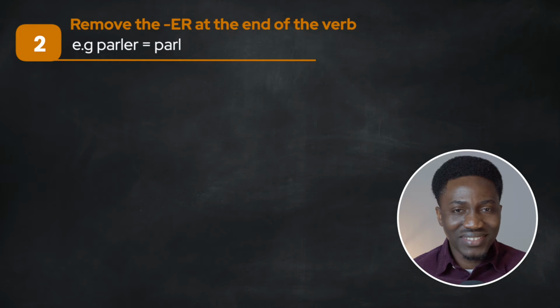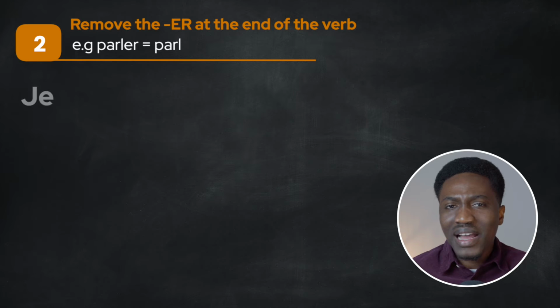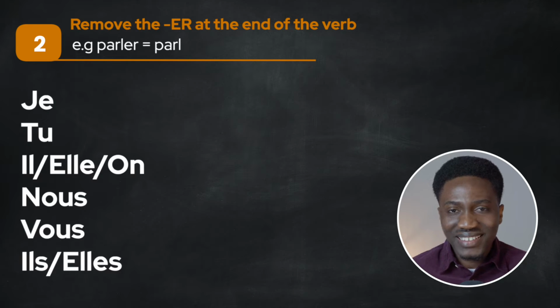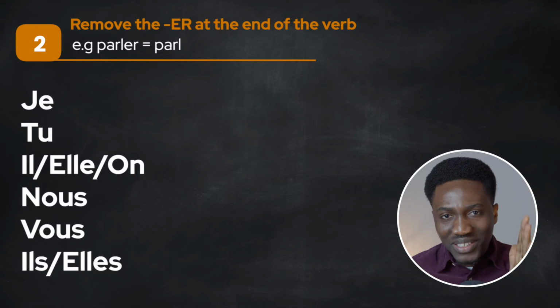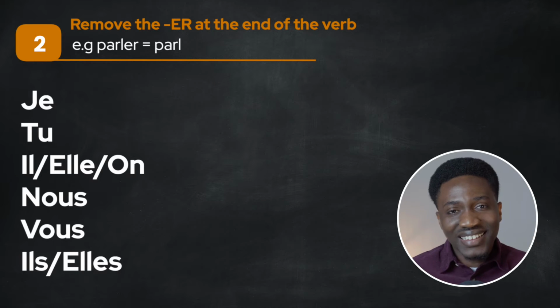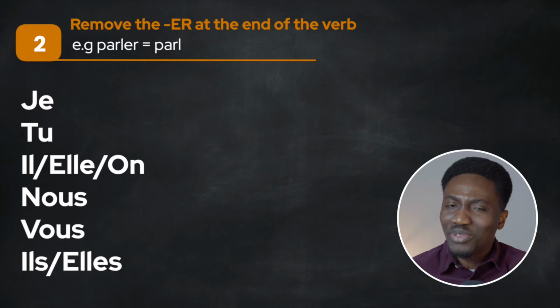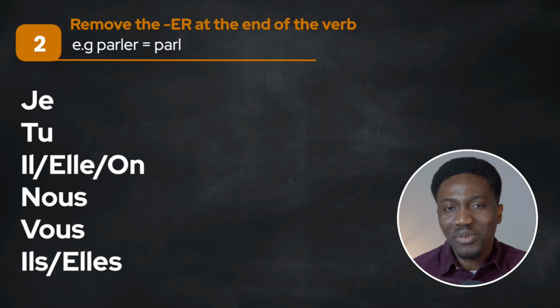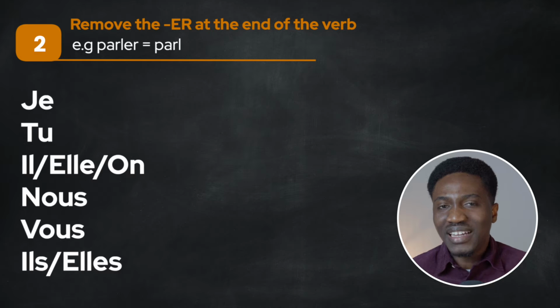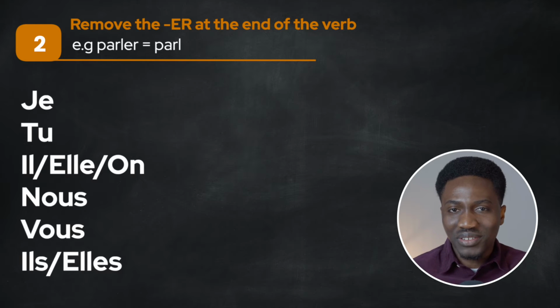Now, step two is to remove the ER from the infinitive form of the verb. So let's take the verb parler, for instance. Step one, we write out our personal pronouns like this, and then step two, we remove the ER. So what is left is called the root, okay? La racine, the root. So you remove the ER at the end of the infinitive form of the verb, and then you add the root to the personal pronouns.